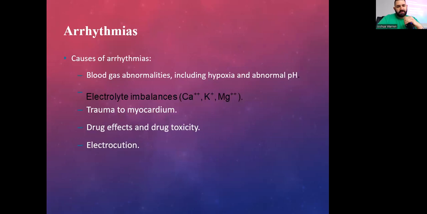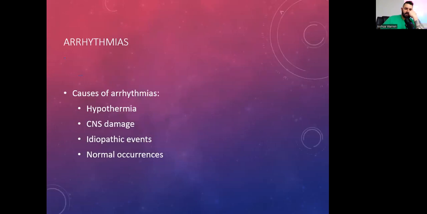So causes of arrhythmias: blood gas abnormalities, including hypoxia, abnormal pH. Why an abnormal pH? Well, if you're really, really acidic, you'll start to throw some metabolic disturbances around, and your heart will not like it. Electrolyte imbalances: calcium, potassium, magnesium, trauma to the myocardium, drug effects. Electrocution, usually. Other causes: how about hypothermia creating a J wave or an Osborne wave? CNS damage. What are idiopathic events?